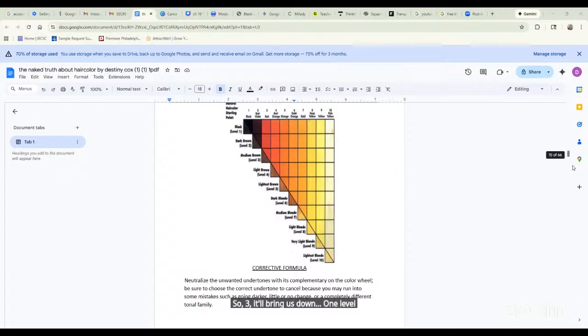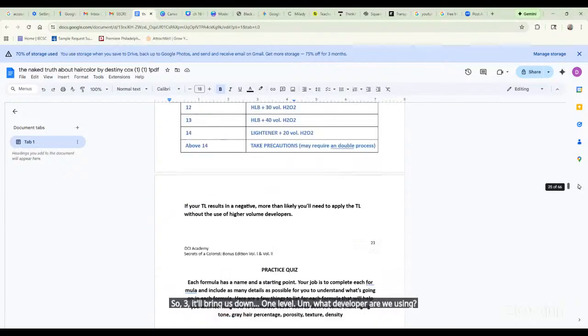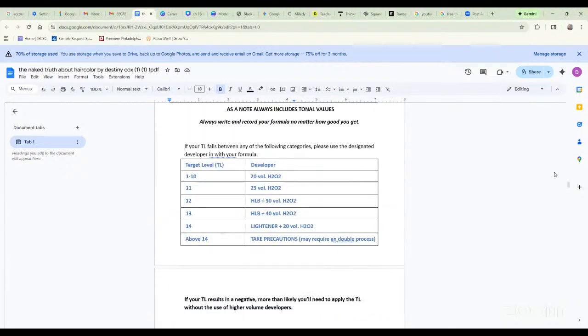What developer are we using with 3? The 20 developer. Yes. So this is how we'll write it. We're going to do an average head size is 2 ounces. So we'll write 2.